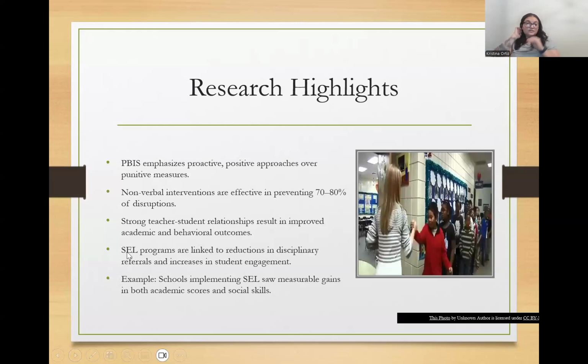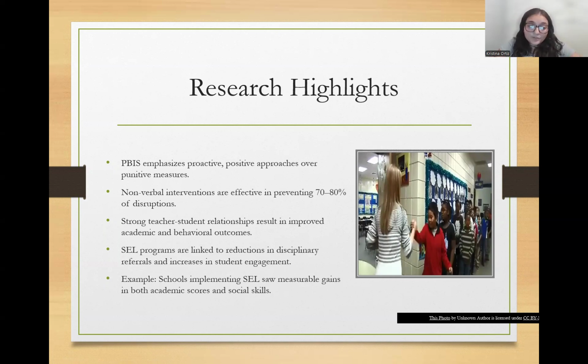Okay, so research highlights. This is what I found in research that really stood out. PBIS emphasizes proactive, positive approaches over punitive measures. Nonverbal interventions are effective in preventing 70 to 80% of disruptions. Strong teacher-student relationships result in improved academic and behavioral outcomes. SEL programs are linked to reductions in disciplinary referrals and increases in student engagement.